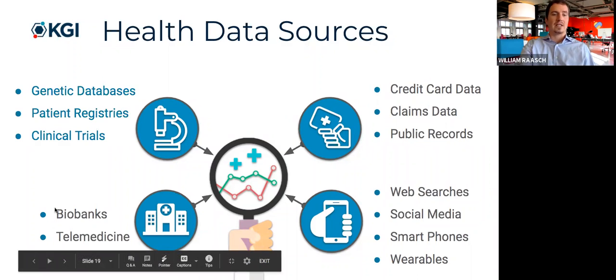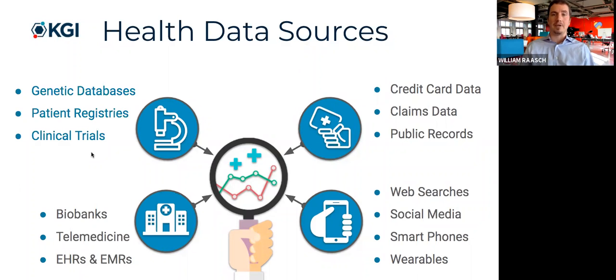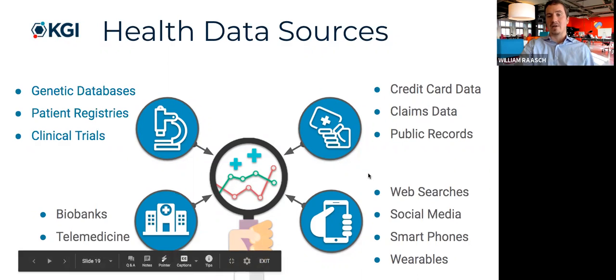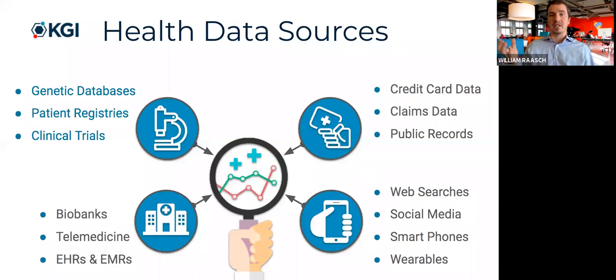There's biobanks, telemedicine, EHRs, credit card data. You'd be amazed, it's being used now in healthcare to try to figure out how purchase decisions are impacting healthcare outcomes. Claims data, public records. And then finally, this last category: now that we've got Google everywhere, there's a lot of information in our Google searches. And of course, there's a bit of a big brother aspect to that too, but when de-identified, that information can be very useful for hospital networks and for researchers trying to create better outcomes for people.